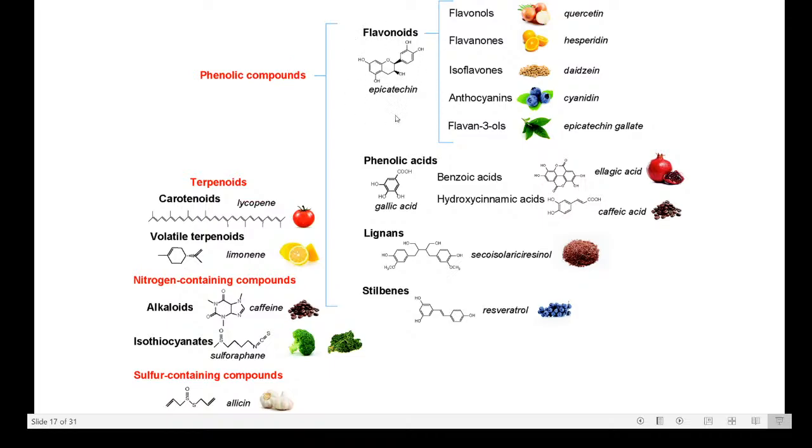In the flavonoids we have epicatechin, and all these come under flavonol categories. Quercetin is present in onion, hesperetin in orange, daidzein in peanut, cyanidin in blackberry, and epicatechin in leaves, like curry leaves. And the phenolic acid is gallic acid, which is well known.